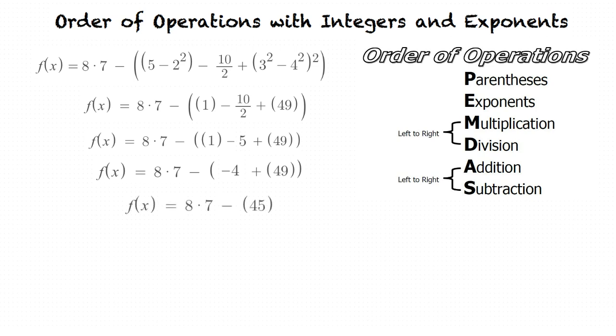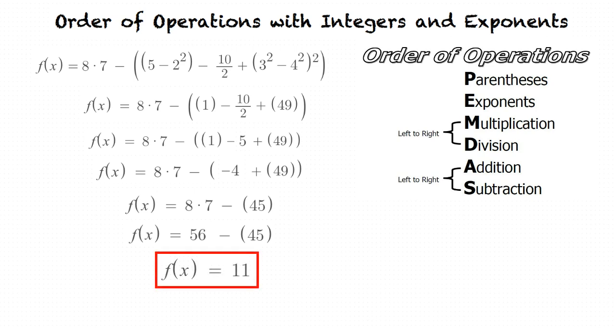positive 45. Okay, so now we're left with two operations, multiplication and subtraction. So again, if we look at PEMDAS, the order of operations, we see that multiplication comes before subtraction. So we're going to want to do 8 times 7 first, and then follow by subtracting 45. 8 times 7 is going to be 56, and then we follow with subtraction, so we're going to have 56 minus 45. And then 56 minus 45 will give us 11. Now 11 is going to be our final answer, because there's no operations left.